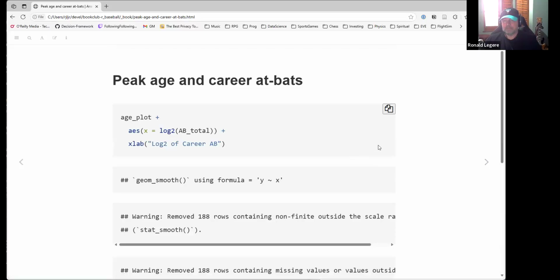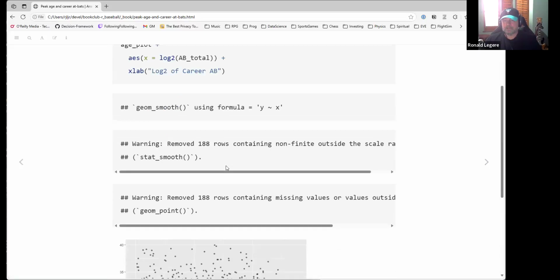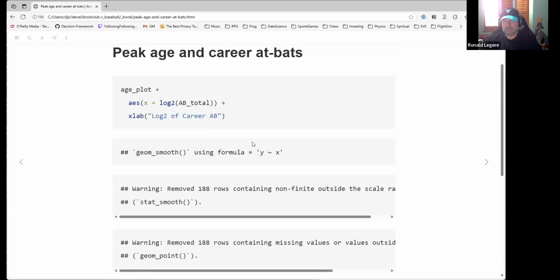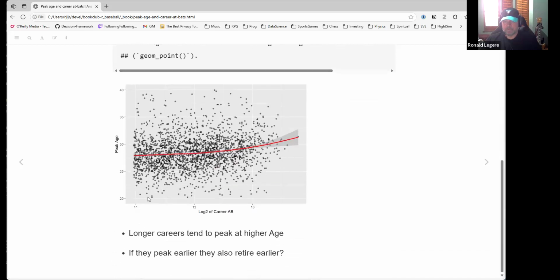And then finally, the same thing is done here with the at-bats, just using the same data table, calculating the log of the at-bats and plotting that. He says it's just to make them cluster better, I guess. But this is a log base 2. The career at-bats could be 2 to the 10, 2 to the 11, 2 to the 12, 2 to the 13. And here you can see that, I guess he's saying longer careers tend to peak at a higher age. That makes perfect sense, again, to what we said before, that if you peak early, then you're going to probably be finished early as well, if the curvature holds up.